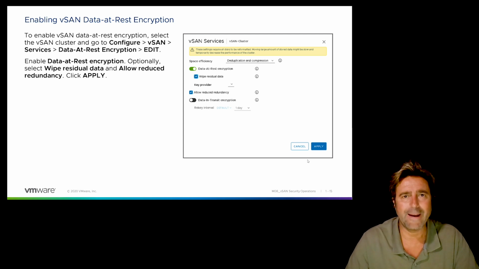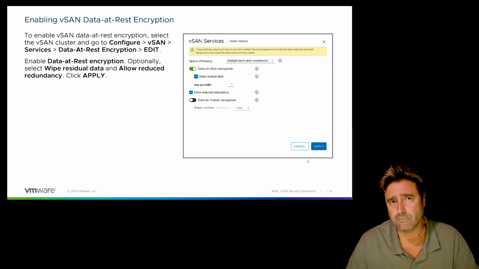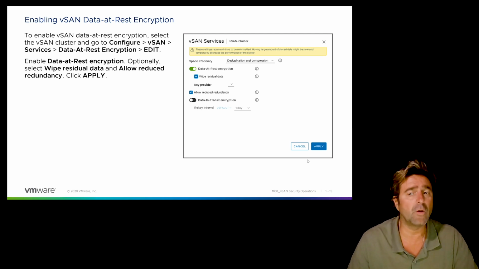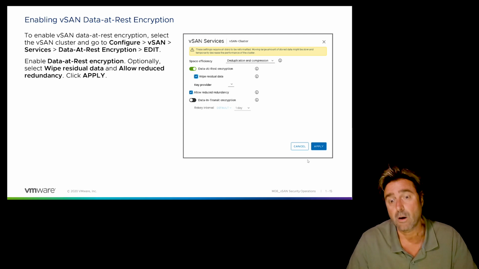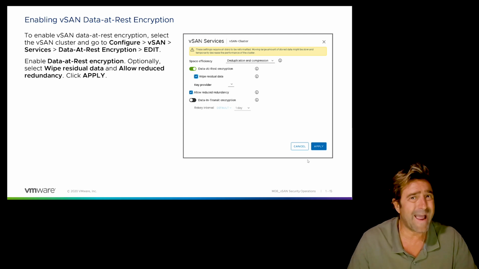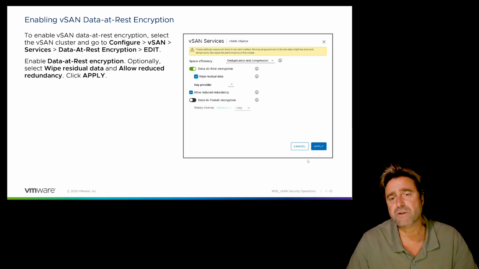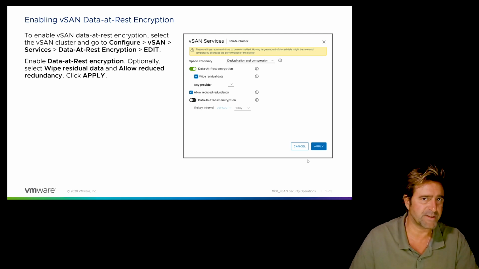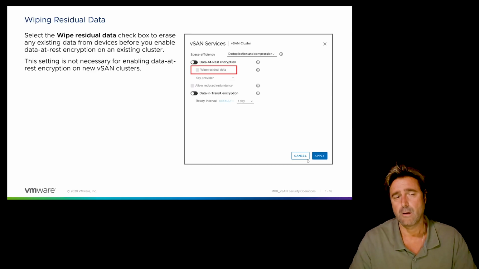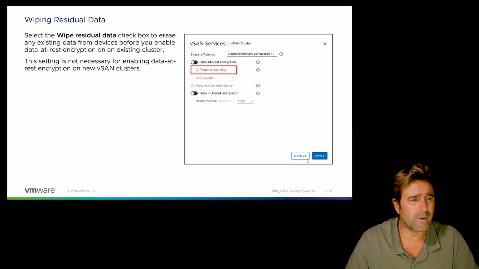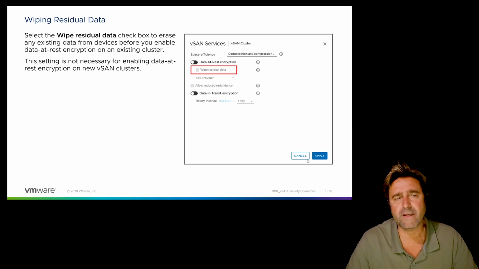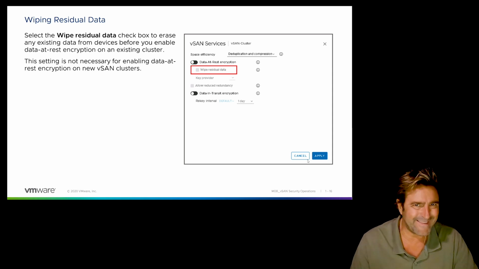once you again enable data at rest encryption, you can enable that on its own. You can combine that with also the deduplication and compression. Or again, you can combine and enable everything at once, meaning dedupe and compression, data at rest encryption, and data in transit encryption. Now, when you take a look, I've already mentioned what is wiping residual data. And here they give you an official explanation. Once again, this is not necessary.